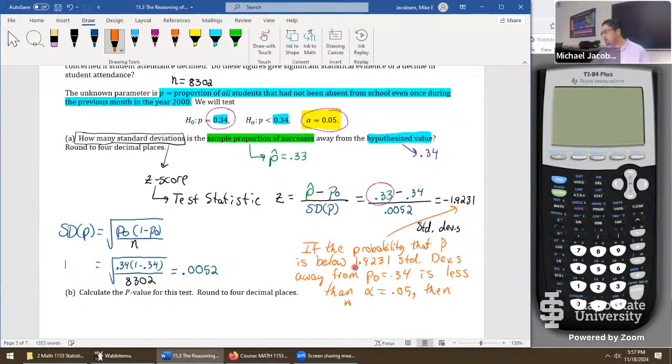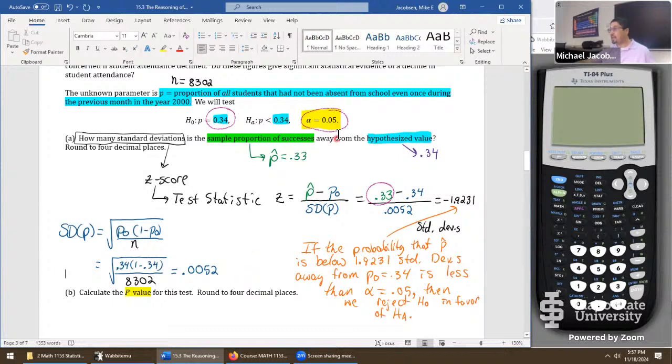then we reject H naught in favor of HA. We will have found significant statistical evidence that the alternative hypothesis up here is actually true, that the percentage really has gone down in year 2000. So that takes us to this step, calculate the p-value.